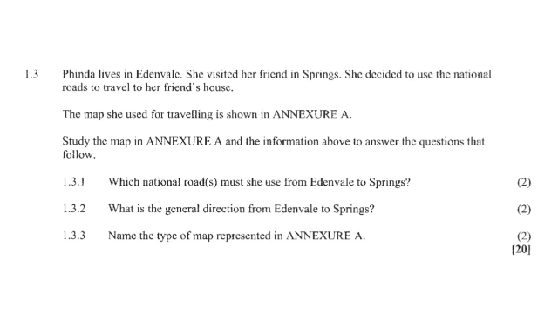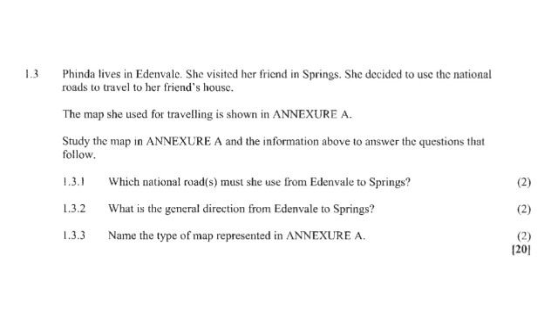So this is us getting now into the topic of maps and scale. So when we're going to look at our map, we are going to have to pay attention to things like what is our scale, what are our directions, because with a map we need directions. So we need to know where is our north point so that we can be able to give directions. It says study the map in Annexure A and the information above to answer the questions that follow. In 1.3.1, it says which national roads must she use from Edenvale to Springs?